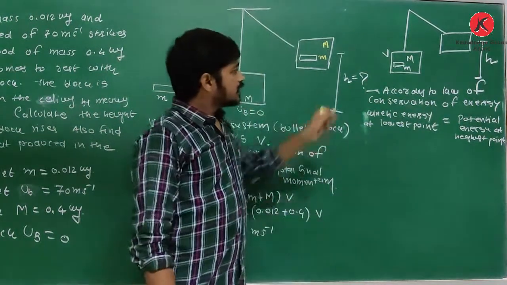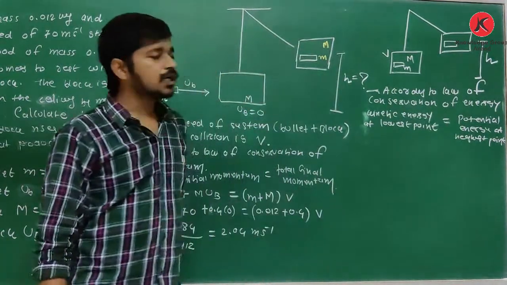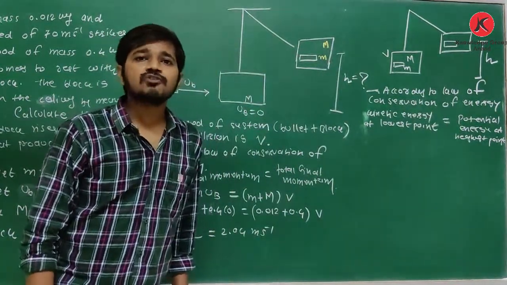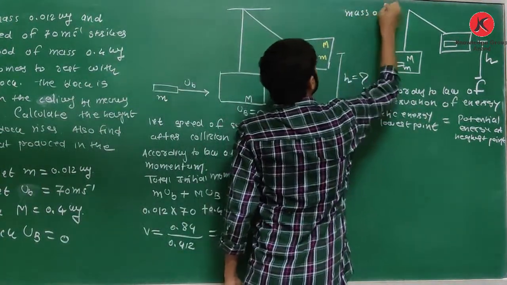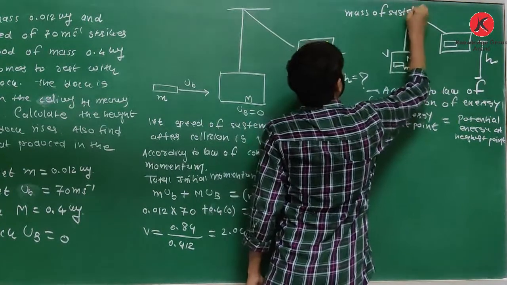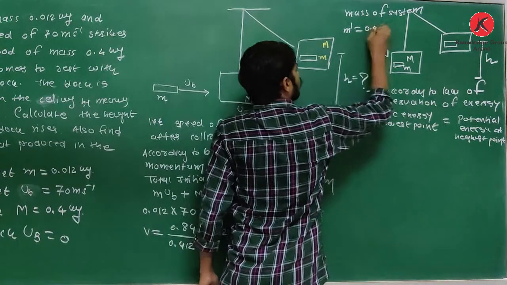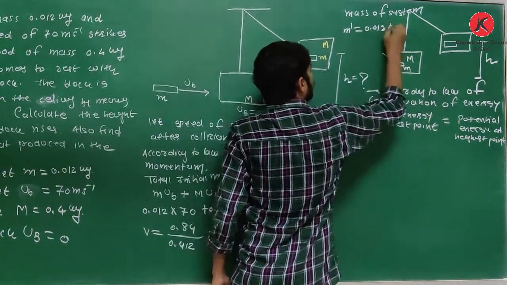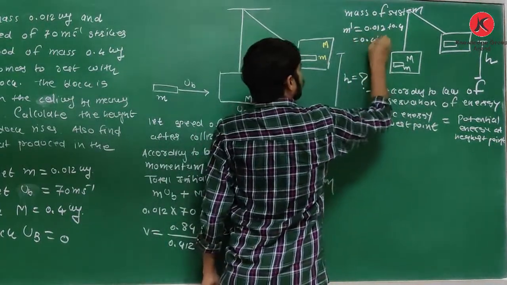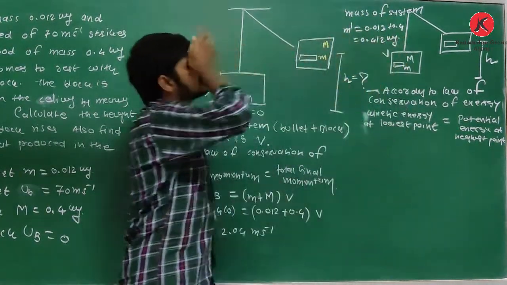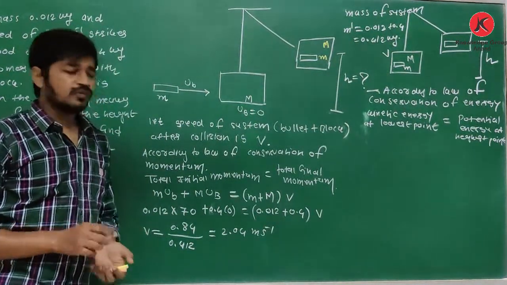Now, the whole system is moving. The whole system is block plus bullet. So we have to consider the mass of block plus bullet. What is the mass of the system? That is m dash, which is 0.012, mass of bullet, plus 0.4, mass of block. So here it is 0.412 kg, because they both are moving with the same speed.